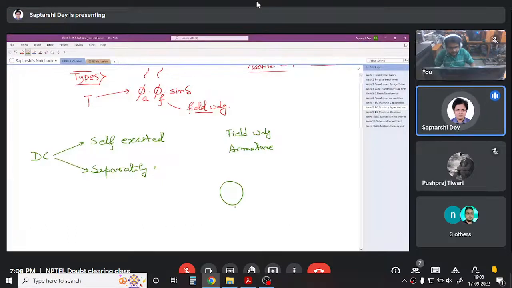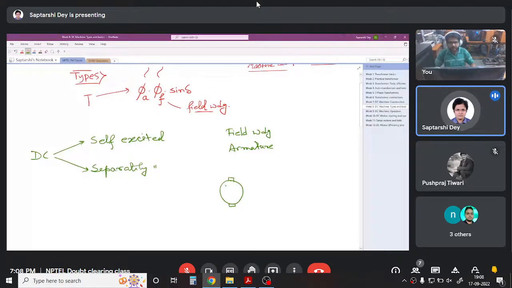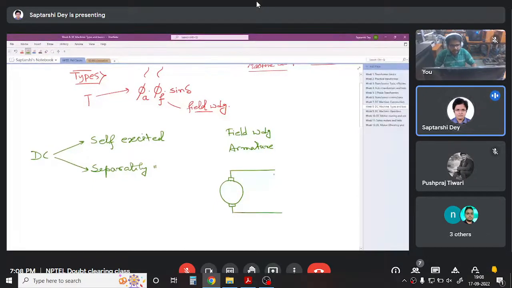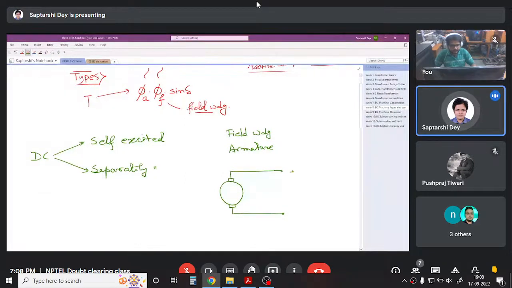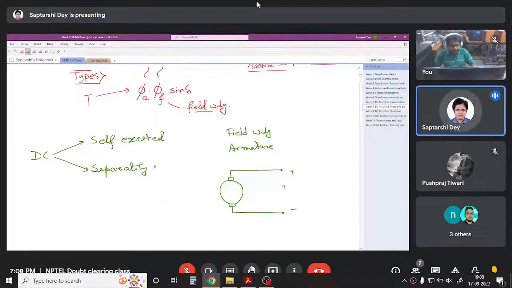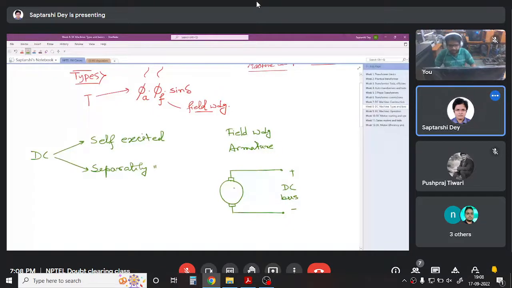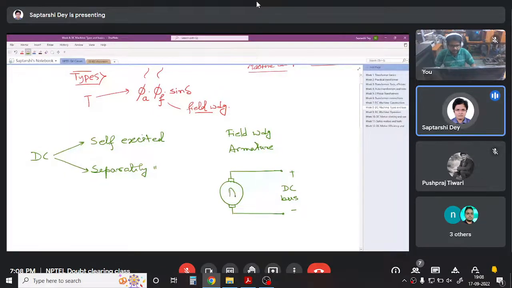And these are the brushes. What is brush? What is commutator? Why at all brushes are required? These things we discussed in the last session. So this is the armature, and the armature is always connected to the principal DC bus. It can be any kind of DC machine. May it be generator, may it be motor, it is connected to the DC bus. For generator, it can be DC bus, it can be a load, whatever. But this is the armature winding A. I will write A.